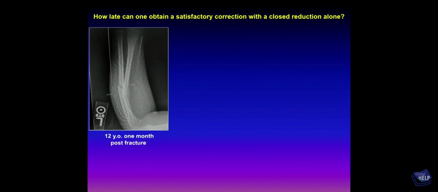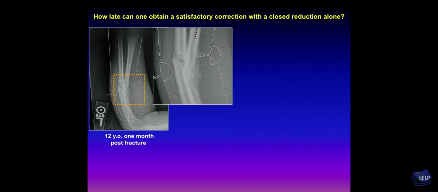And so they also have a tendency to refracture. Now, how late can you obtain a satisfactory correction with a closed reduction alone? Here's a patient that showed up a month post-fracture. It had 21 degrees. Is that going to remodel? Remember, diaphyseal bone doesn't remodel much.